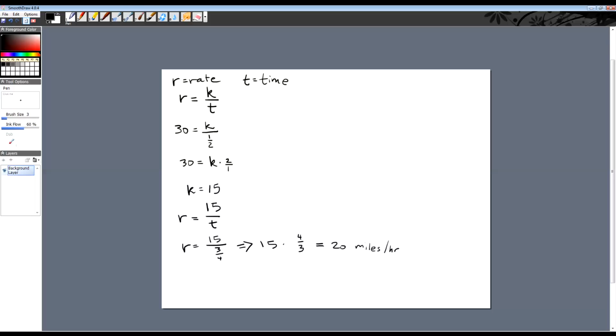So you have to carefully read the problem, and you have to write down what it is asking you. In the last example, it was an inverse problem with a power, but in this one, it's just a direct inverse with no power involved.